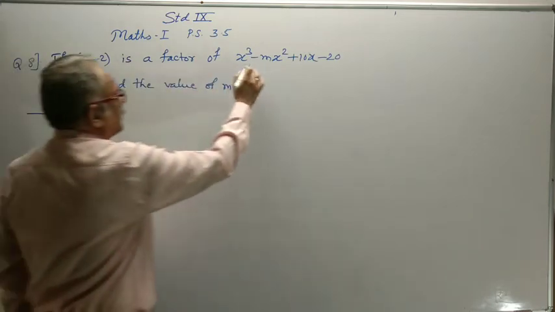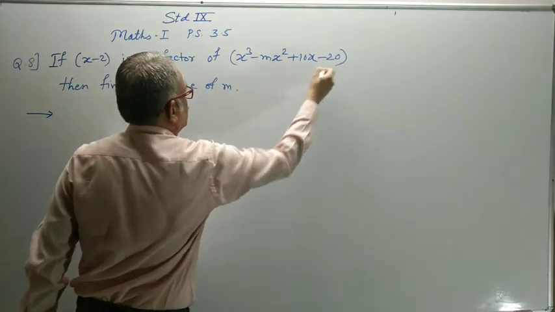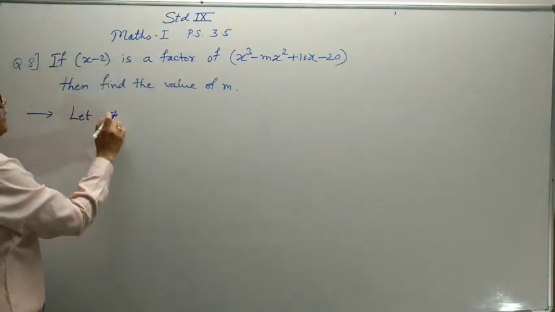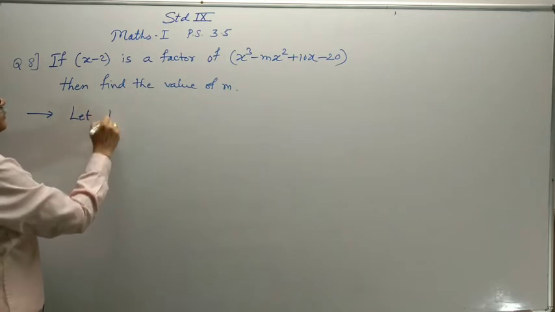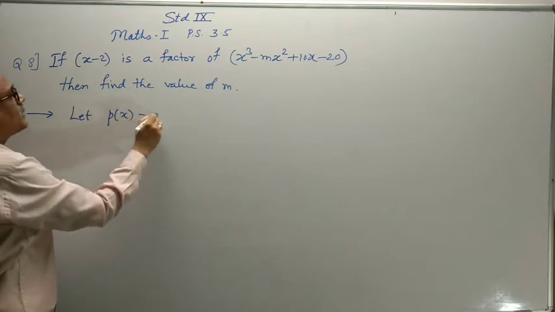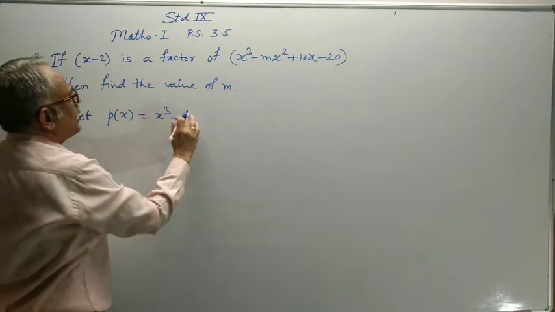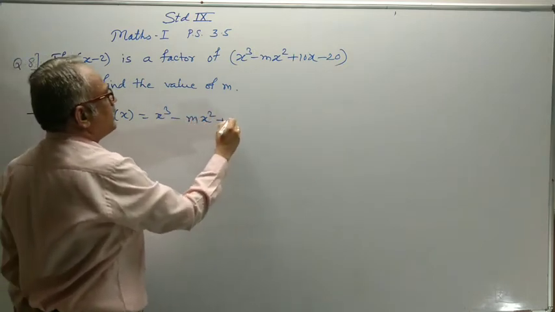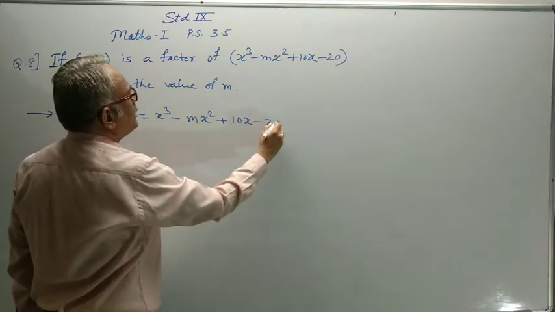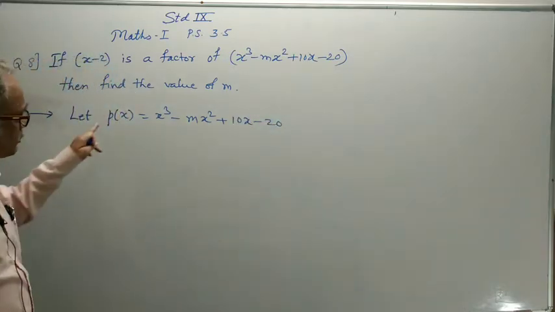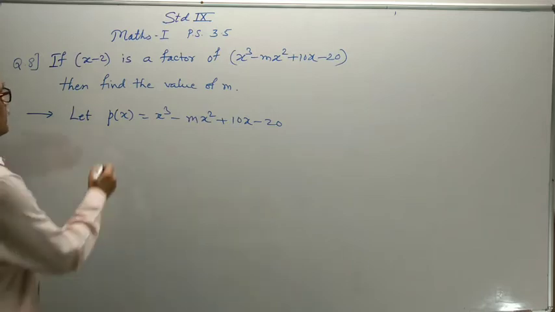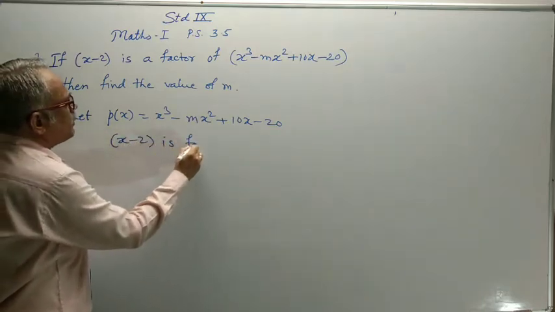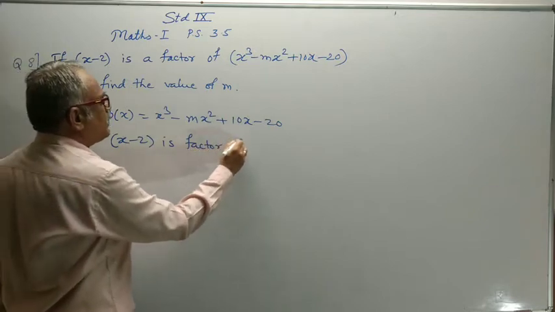x minus 2 is a factor of this big polynomial. So assume this big polynomial as P of x. Let P of x equal x cube minus m x square plus 10x minus 20. x minus 2 is a factor of P of x. It is given that x minus 2 is a factor.